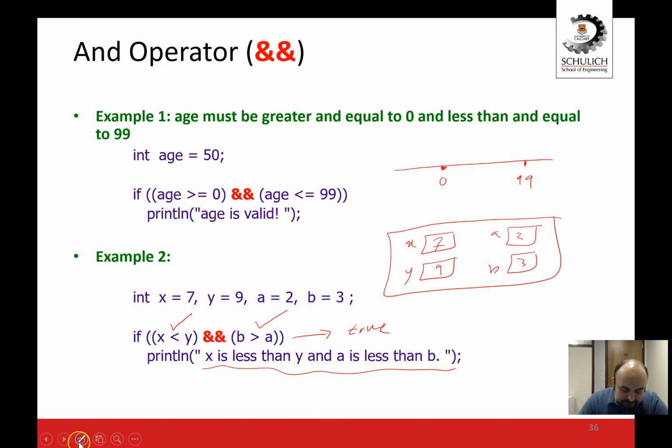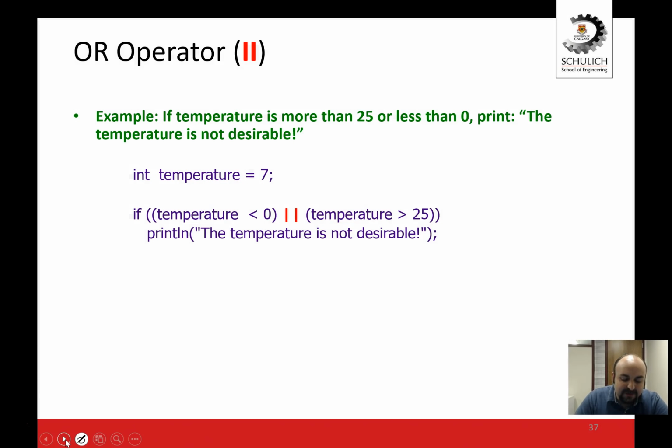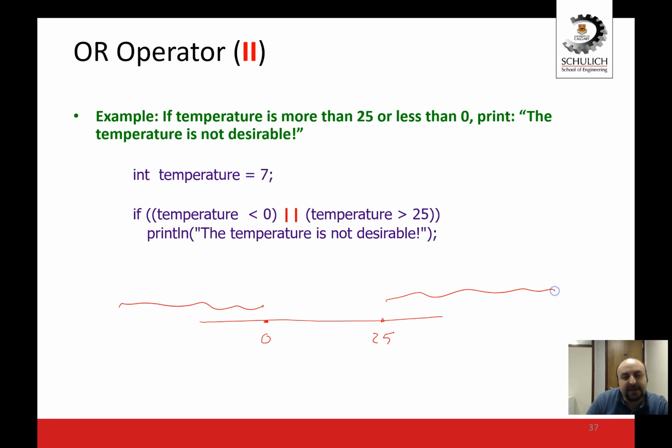Let's look at another example for the or. So or is different. In here, if the temperature is more than 25 or less than 0, you print out the temperature is not desirable. So here we are looking at an interval. So if this is 0, this is 25. Now we're looking at this interval or this interval, right? So with and, you're usually looking at sort of the middle piece. With or, you're looking at either side. So if temperature is less than 0, or if it's greater than 25, it's not desirable.